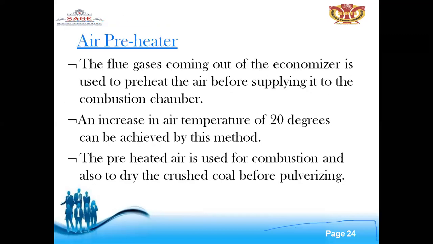एयर प्रीहीटर, the flue gases coming out of the economizer is used to preheat the air before supplying it to the combustion chamber. जितनी भी फ्लू गैसेस हैं इकोनोमाइजर से निकल के आ रही हैं, एयर को प्रीहीट करने का काम करती हैं बिफोर सप्लाइंग इट टू द कंबशन चैम्बर. An increase in air temperature of 20 degrees can be achieved by this method.